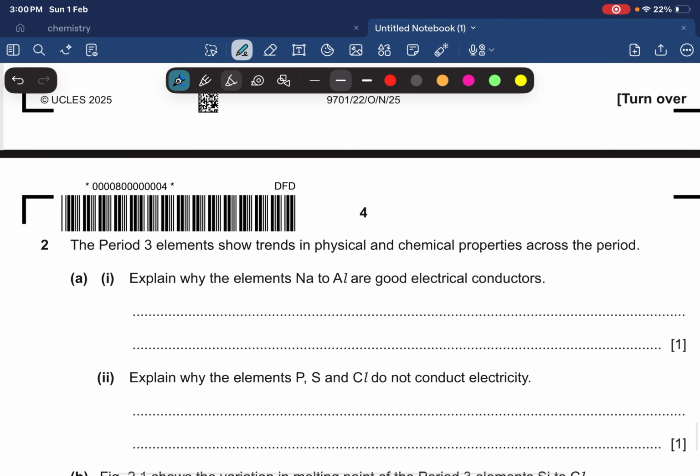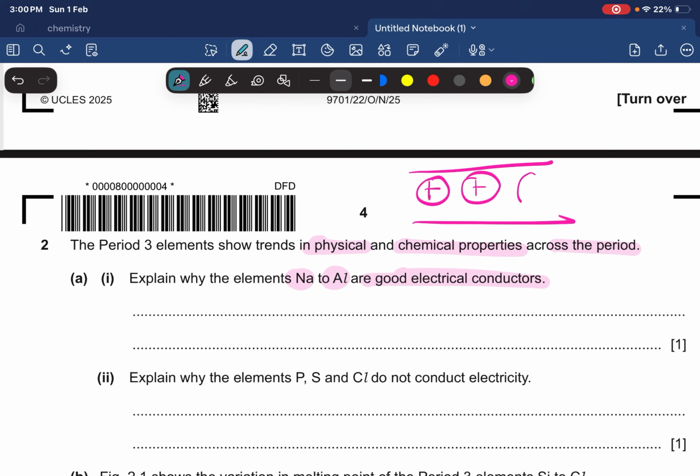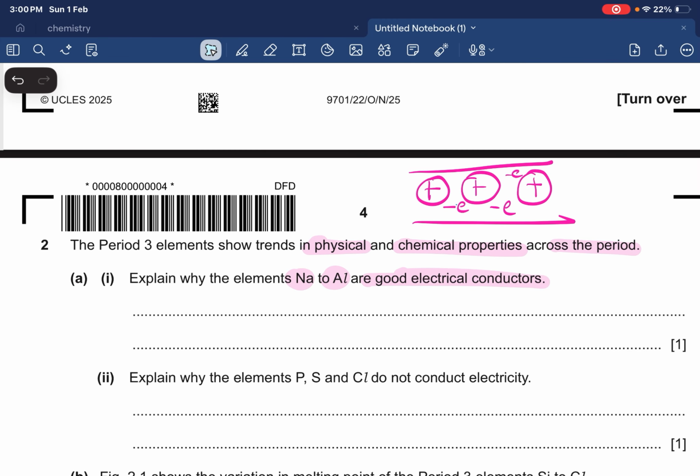Okay, next question states, the period 3 elements show trends in physical and chemical properties across the period. Explain why elements sodium to aluminum are good electrical conductors. Why are they good electrical conductors? Because they're metals. And you know what metals have? Metals have positive cations and delocalized electrons. And these delocalized electrons can move through the metal to conduct electricity.